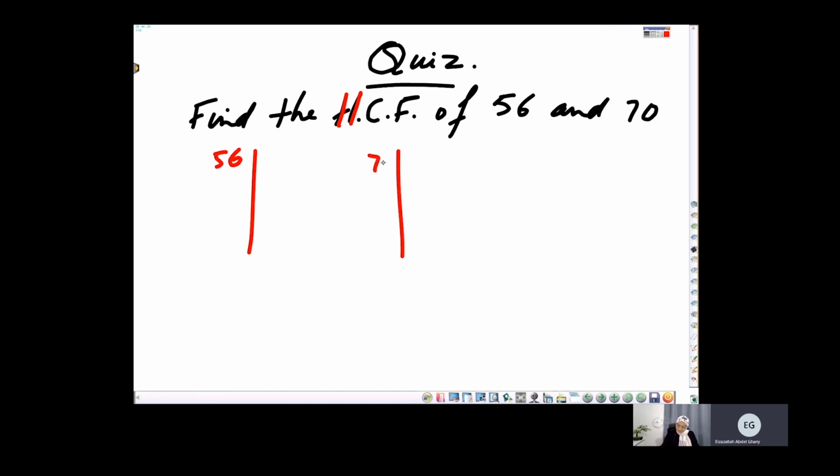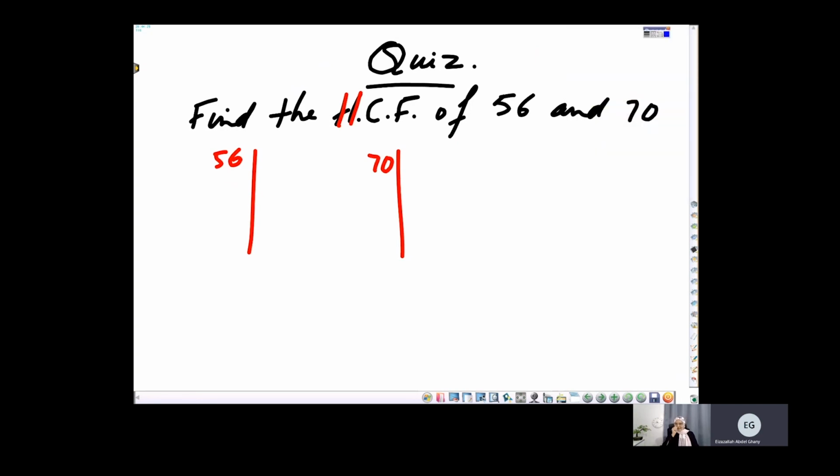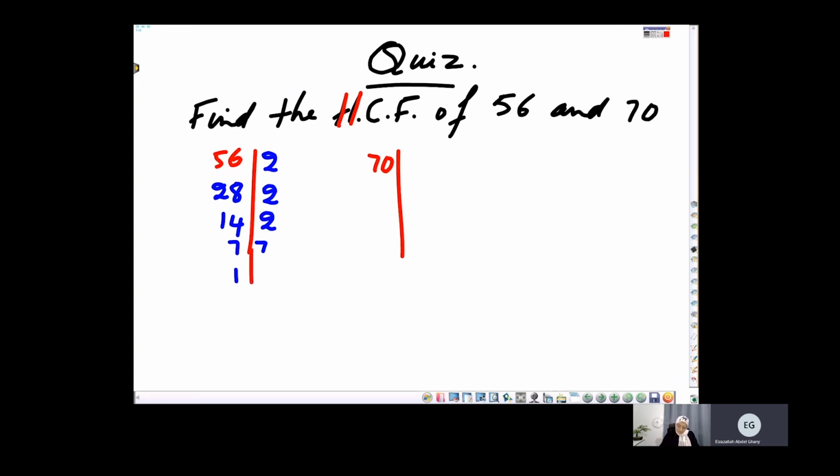And let's start. 56 is even. Yes, it's divisible by 2. It will be 28. Divisible by 2. It's 14. Divisible by 2. It's 7. Divided by 7 is 1. How to check? Just multiply 7 by 8. It will be 56. 3 2's means 8.